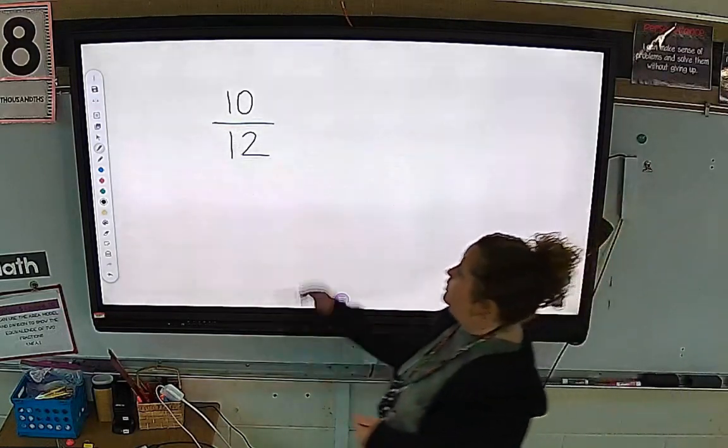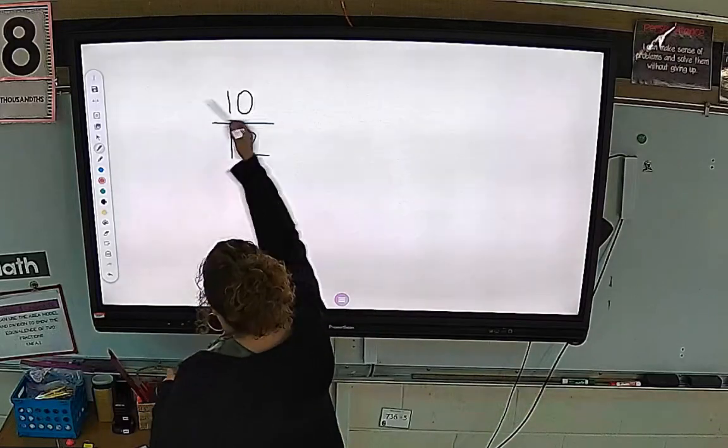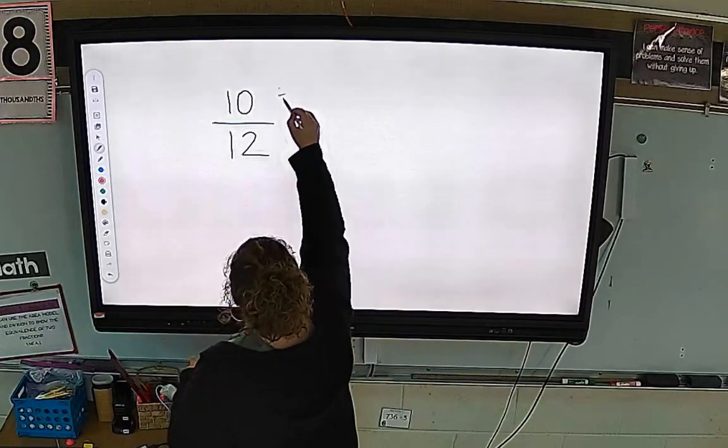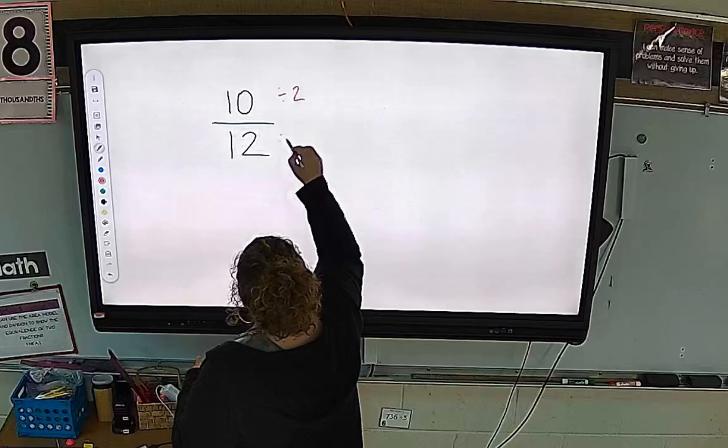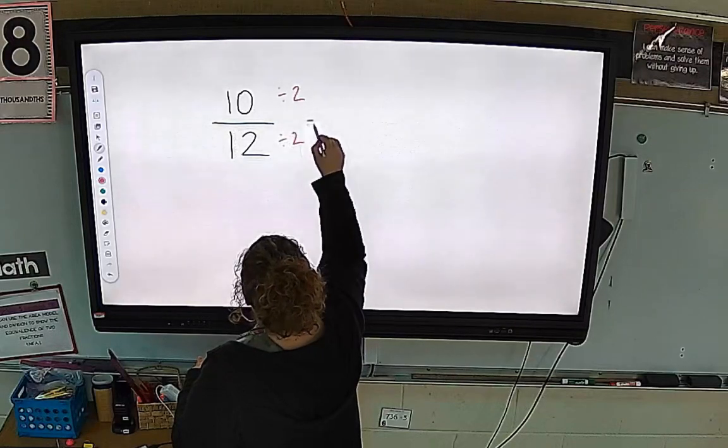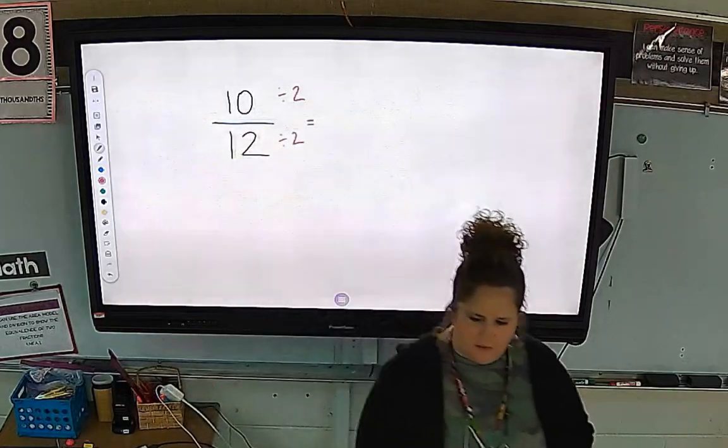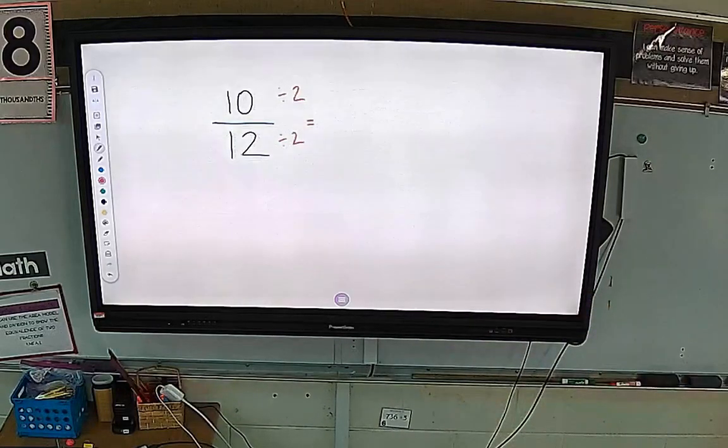All right, so on your board, let's figure out. Go ahead and write 10 twelfths, and we're going to divide it by 2. You need to write all of that, and then I want you to work it out. Figure out what is 10 divided by 2. Write it. What is 12 divided by 2? Write it.